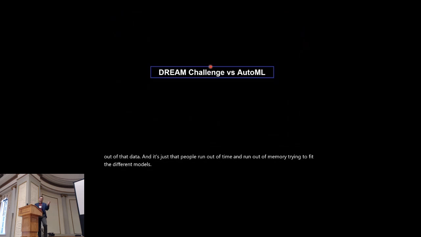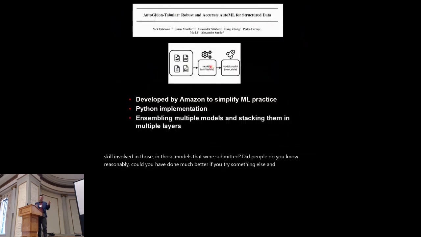Now, there is always a question when you organize a DREAM challenge: did you have enough skill involved in those models that were submitted? Did people do reasonably well? Could you have done much better if you tried something else? To answer this, at least with the information that we have so far, we used what is called AutoML. It's a package, AutoGluon is actually what it's called, so it's automatic machine learning. It's a package created by Amazon with the idea that it would give people that don't necessarily have a background in machine learning just 2 lines of code to fit a model and then apply it to a new test set. So we really like that.